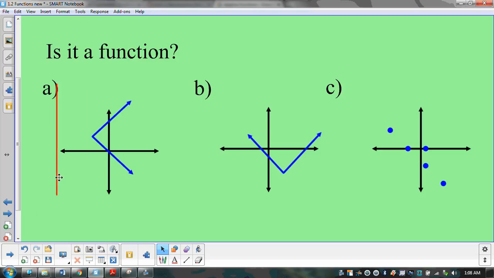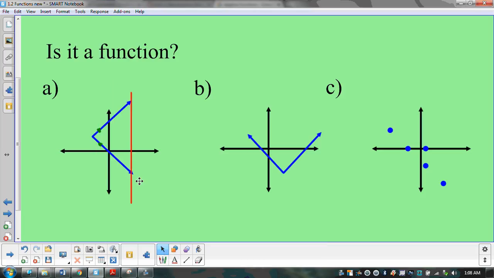As I move this line across the x-axis, do I only touch the graph at one point? Because remember, every x can only have one y. So when x is right here, it only has one point it touches. However, when x is about -2, do you see that it touches the graph in more than one place? It touches the graph here and here. It has failed the vertical line test. So you would write down for A, no, it is not a function.